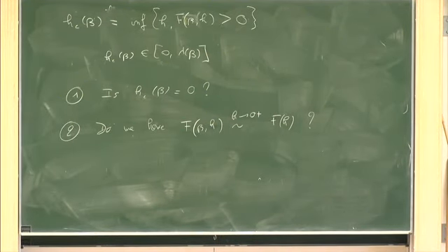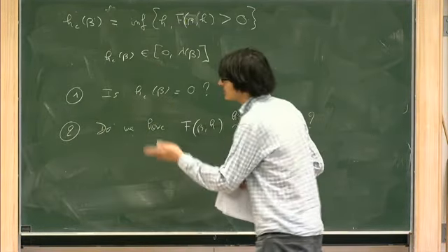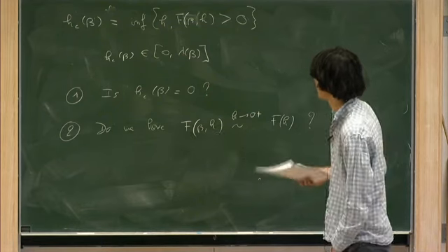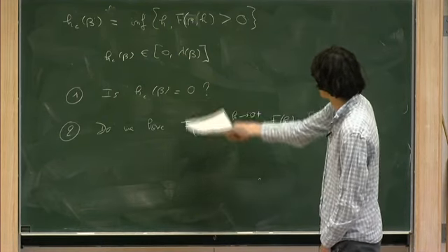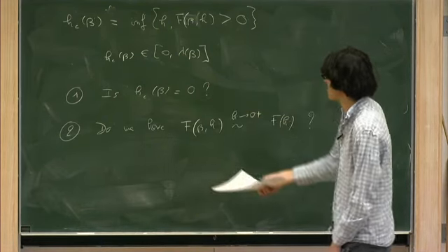I could also ask, do we have equality here? But in fact, it's not very likely to happen, and in fact it will never be true. But these two questions are relevant. So, by adding disorder, do we modify the location of the critical point, and do we modify the characteristics of the phase transition?